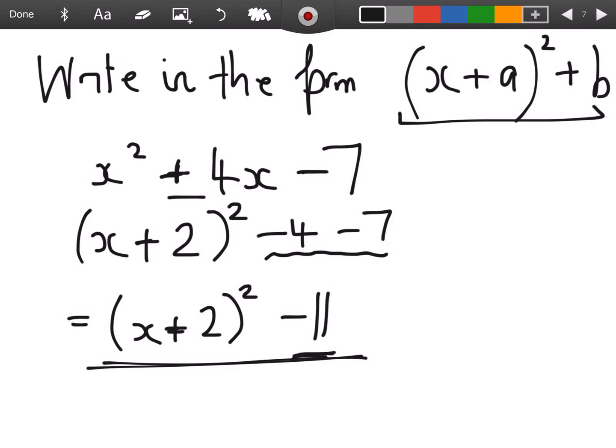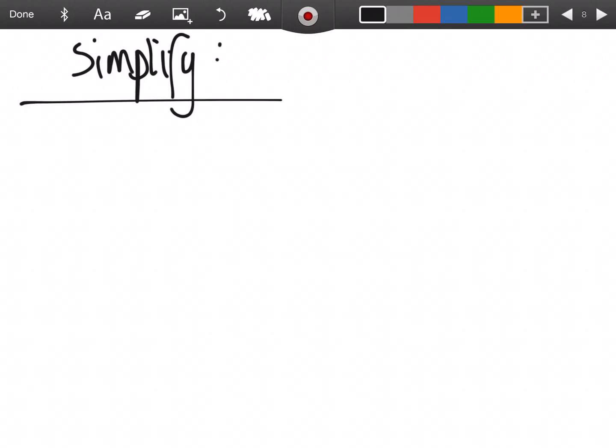Okay, next quick wee bit on some simplifying, and we are going to simplify some algebraic fractions. Okay, you will always get a couple of questions like this in the exam. So these are on simplifying algebraic fractions. You'll be asked to simplify. So, first one, the easiest type of simplifying, something like this.